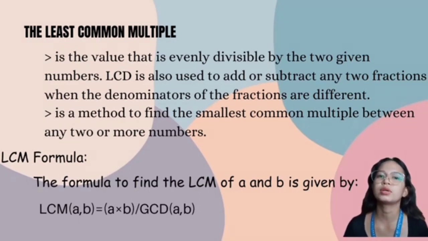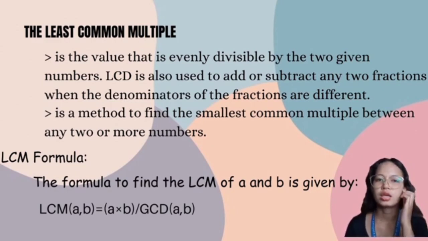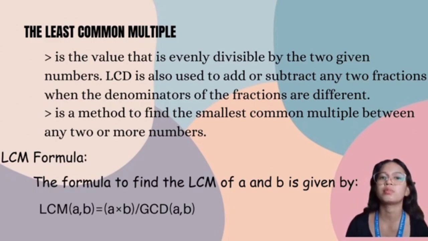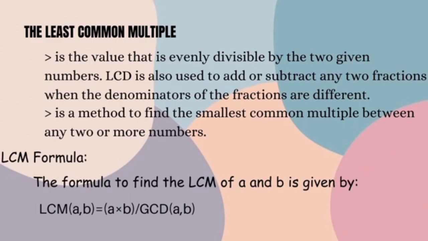The least common multiple is a value that is evenly divisible by the two given numbers. LCM is also used to add or subtract any two fractions when the denominators of the fractions are different. It is also a method to find the smallest common multiple between any two or more numbers. This is the LCM formula. Let A and B be two given integers. The formula to find the LCM of A and B is given below.